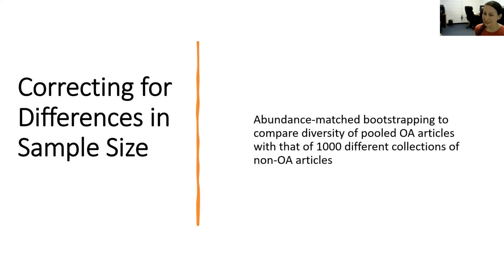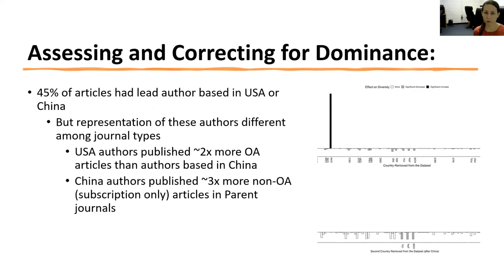We had to deal with some differences in sample size because our parent journals have been around for a long time. A lot of people know about them, and there were significantly more articles published in parent journals over that time period than in the mirror journals, which are relatively new and fewer people probably knew about them at the time. So we used bootstrapping to compare an equal sample of non-OA articles from the parent journals to the same number of samples from the OA mirror journals, just so that we could compare those two groups.